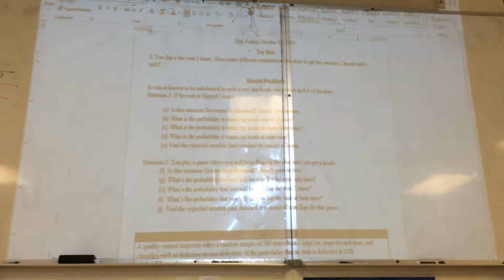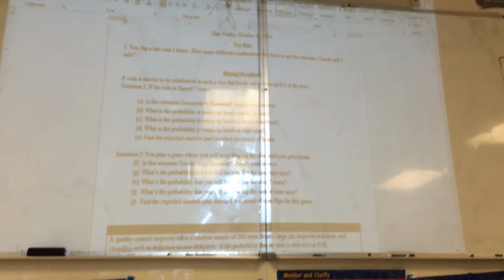It says a coin is known to be unbalanced in such a way that heads only comes up 0.4, so 40% of the time. So we know that in a regular coin, heads should come up 50% of the time. But it says this one is unbalanced. So it says the coin is unbalanced.